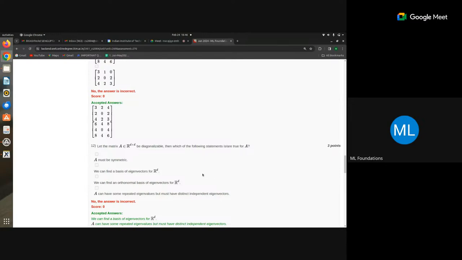What about option C? We can find an orthonormal basis of eigenvectors of R^d. So, if you are able to get the eigenvectors, are we able to find the orthonormal basis for eigenvectors? I don't know. These statements are theory. I didn't look at these things. Okay, fine. So, using the example, the third one is true if it is a symmetric matrix.